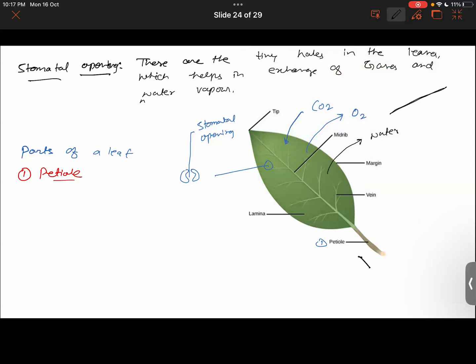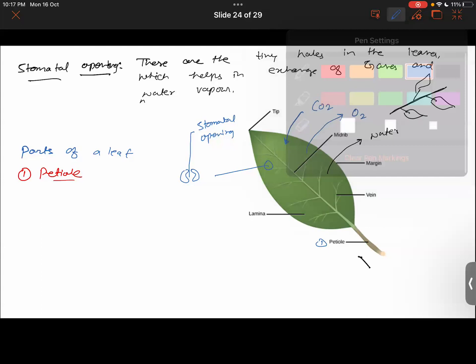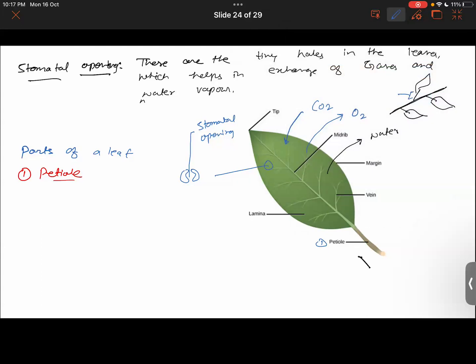Like this is a branch. A branch will have many leaves like this. So this region that you see, that is nothing but the petiole. Is that clear? So petiole is basically connecting the leaf to the plant.